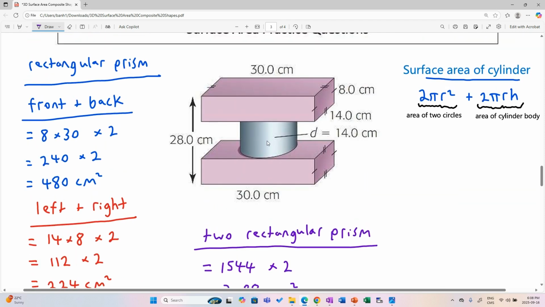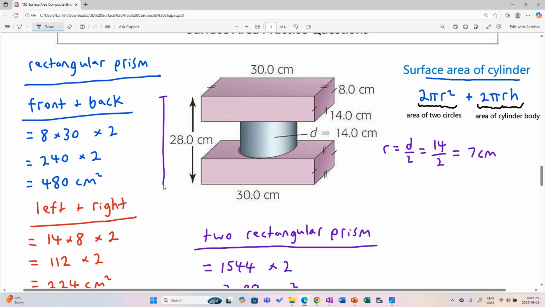Let's simply find the area of the two circles so we can subtract it from the area we have and add on the area of the cylindrical body. First things first, here it says d equals 14. D is diameter, so radius is always diameter divided by 2. So in this case, 14 divided by 2 is going to be 7 centimeters. So that's the radius. As for the height, as you can see, the whole thing here is 28.